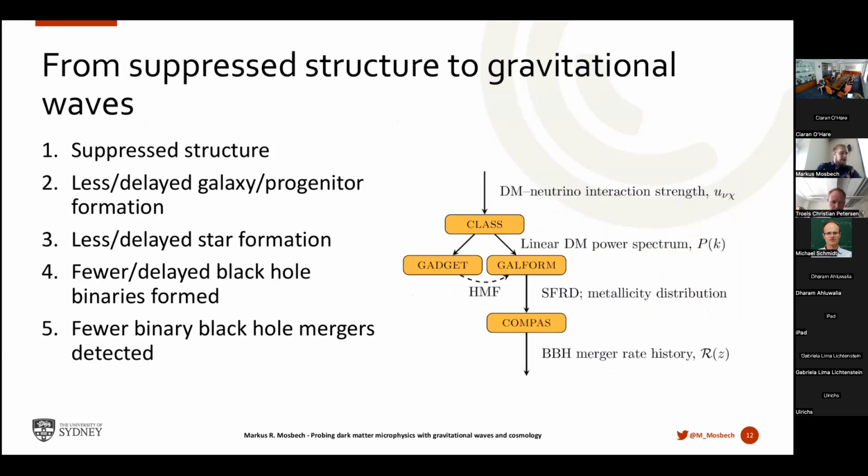So how do we get from this interaction to gravitational waves, you might ask? When we suppress our structure, we get less or delayed galaxy formation, or formation of progenitors of galaxies. This means that we get less star formation or later star formation. This means we get fewer or delayed formation of the black hole binaries that come out of binary stars. And finally, this gives us fewer black hole mergers to detect.